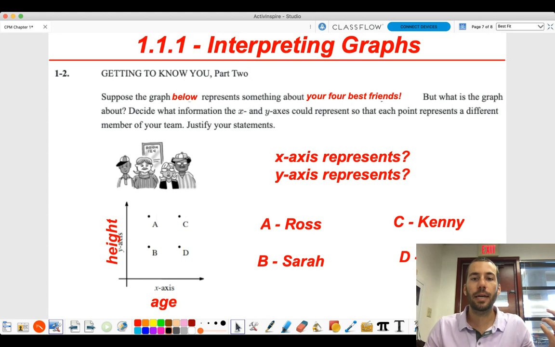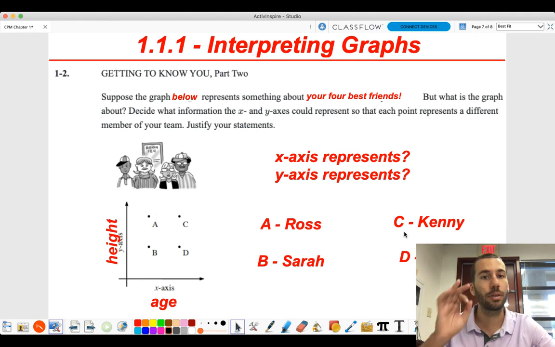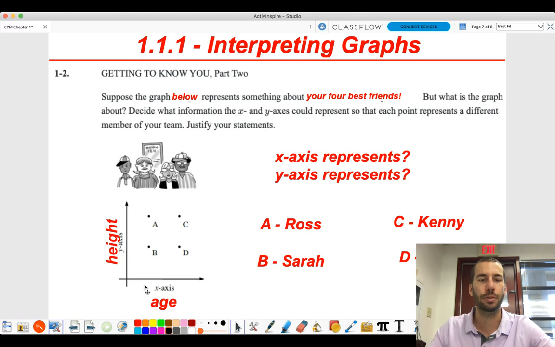So that's my example. Now you're going to be prompted to come up with what your axes are and who your people are, but also to give me an explanation of why. And you can't use mine. It's forbidden, not allowed. You've got to come up with your own. Go ahead and do that now.